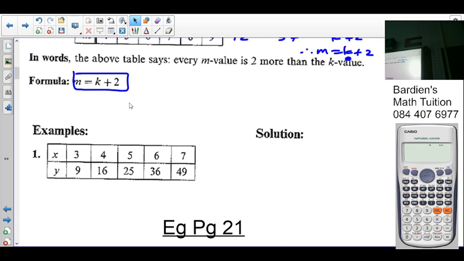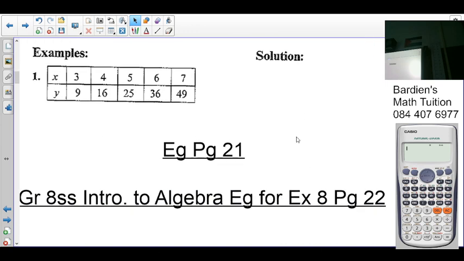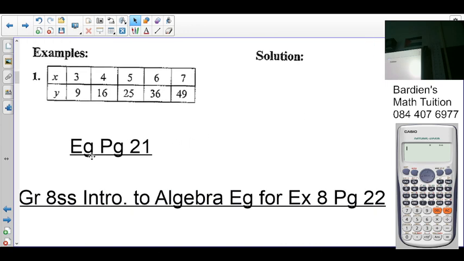You guys understand? Okay. Now we look at example 1, and example 1 is also on page 21. Let's look at the first one. You got X is 3, then Y is 9. If X is 4, Y is 16. If X is 5, Y is 25. If X is 6, Y is 36. If X is 7, Y is 49.